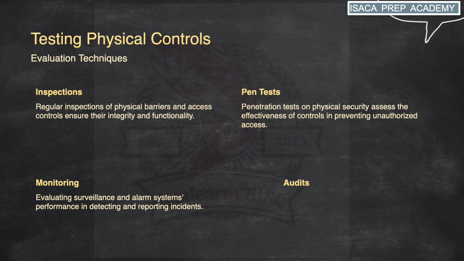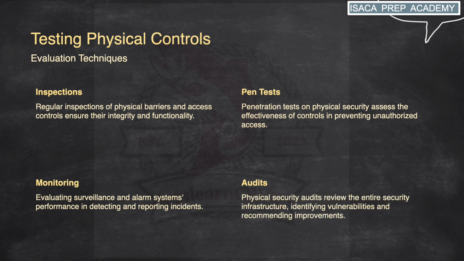Next, friends, we'll discuss the audits, right? Friends, physical security audits are comprehensive evaluations of an organization's security infrastructure, focusing on the physical measures put in place to protect assets, facilities, and personnel. Friends, these audits assess the effectiveness of various physical security controls such as access control systems, perimeter defenses, surveillance cameras, alarms, and security personnel procedures.